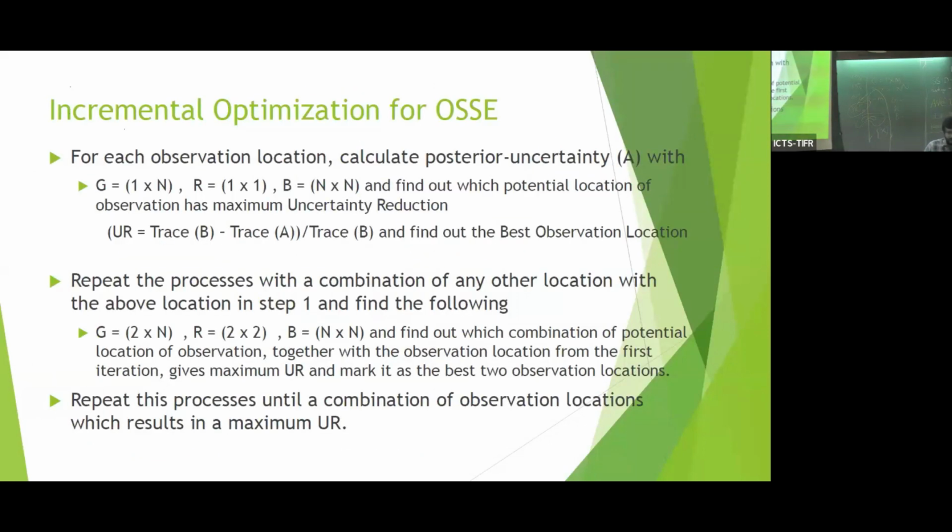These are the wordings. For each observation location, calculate the uncertainty reduction with the size of matrix 1 by n, 1 by 1, n by n will not change, right? And find out the potential location with the UR is maximum. Do it for individual stations separately in the model. Repeat the process with a combination of any other location with the location that came out from this experiment, and repeat it. You keep doing it.